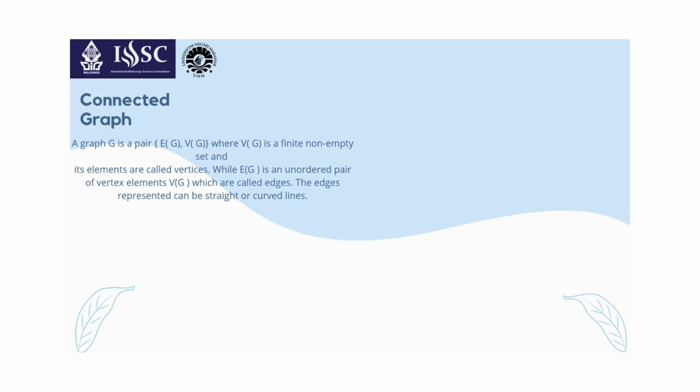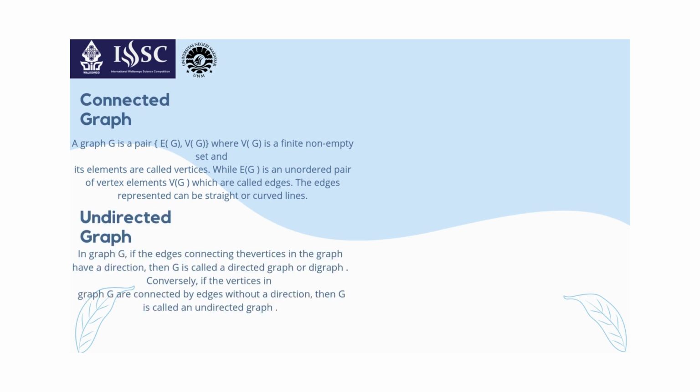Second, directed and undirected graphs. In graph G, if the edges connecting the vertices have a direction, then G is called a directed graph. Conversely, if the vertices in graph G are connected by edges without a direction, then G is called an undirected graph.